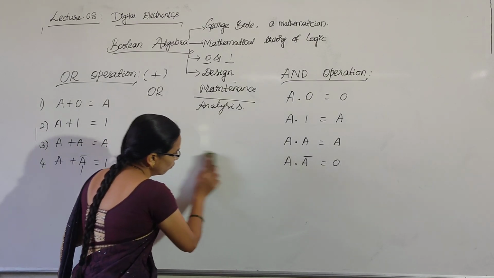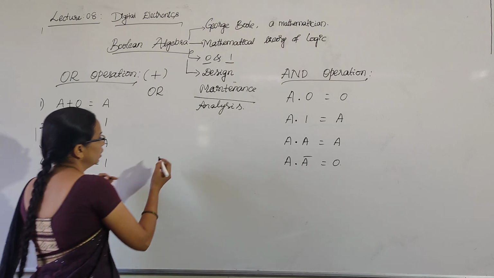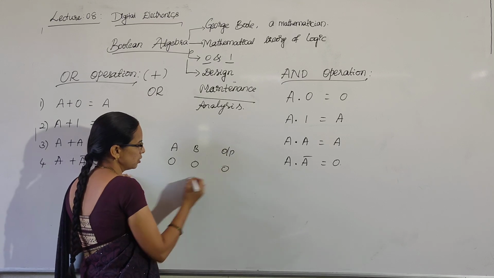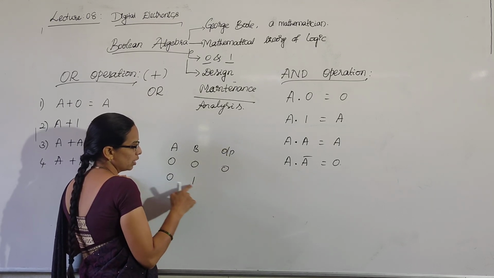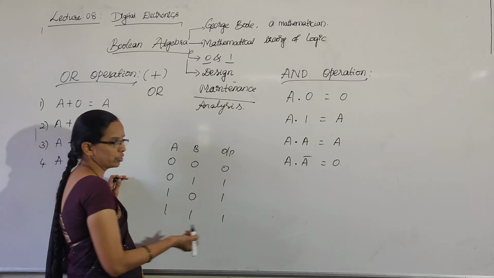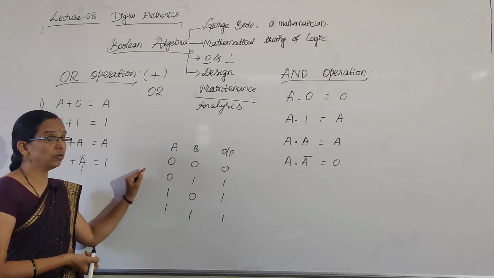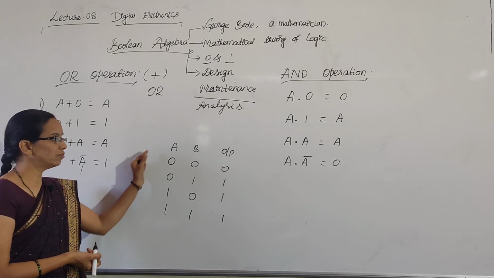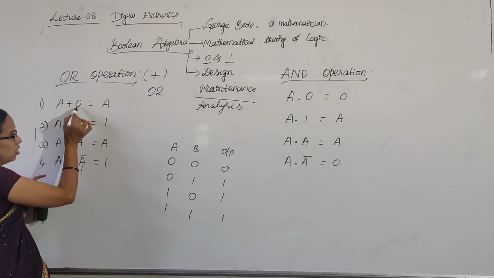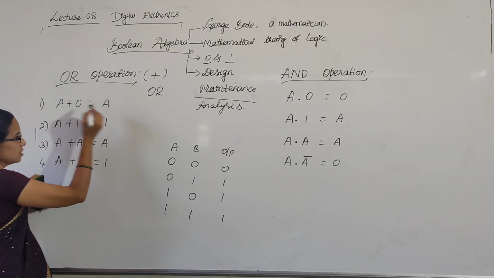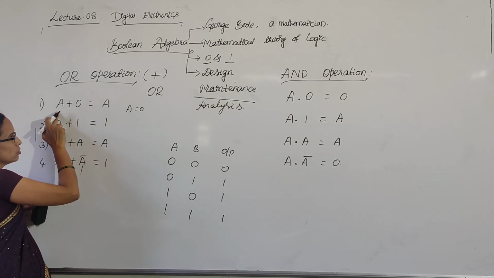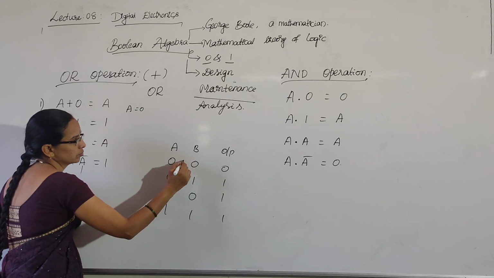From this circuit, what we can write is, if you have two variables A and B, if both are 0, the output is 0. If A is 0 and B is 1, output is 1. If 1, 0, output is 1. If both the switches are closed, also output is 1. This is how the OR operation works if you have two variables. According to this, A OR 0 is equal to A, they are telling. In this, A is only one variable. If I make A equal to 0, 0 OR 0 is what? 0.